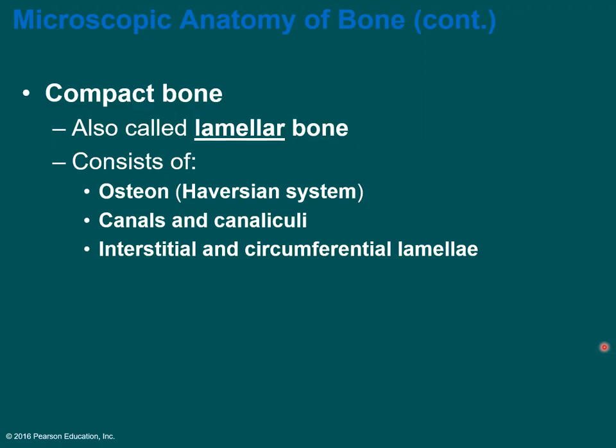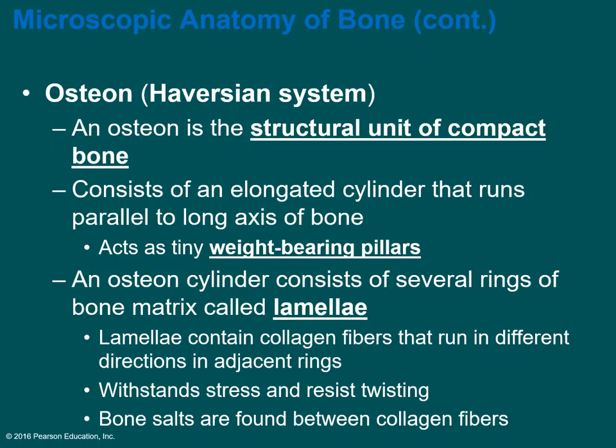Compact bone is going to be consisting of several different things: your osteon, which is your Haversian system, different canals and little smaller ones called the canaliculi, and interstitial and circumferential lamellae. So the osteon, which is also known as the Haversian system, is the structural unit of compact bone. So what does it look like?